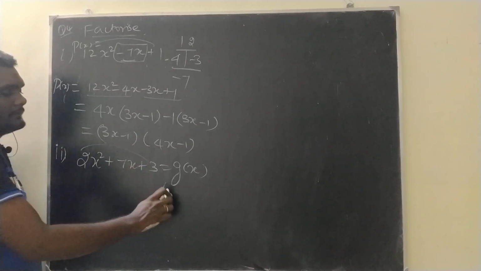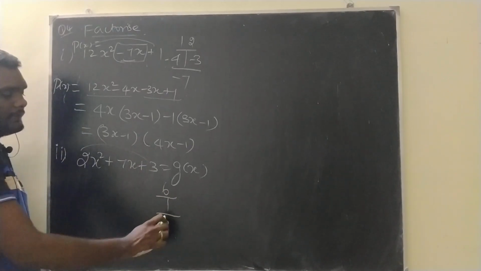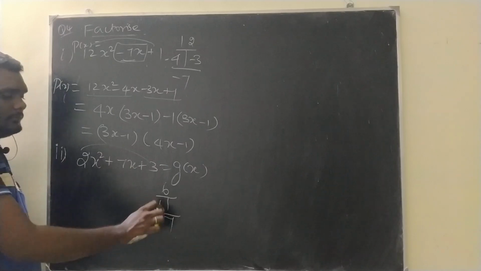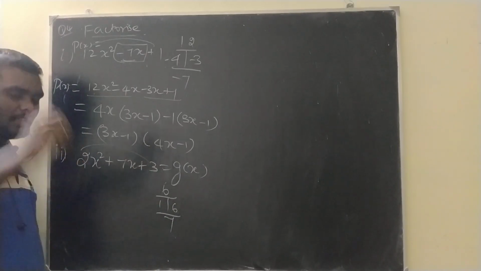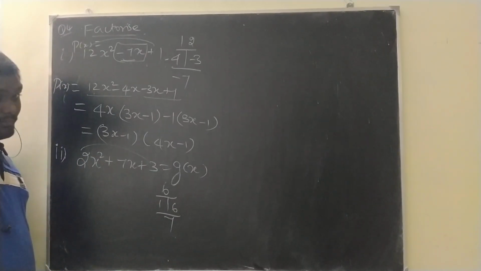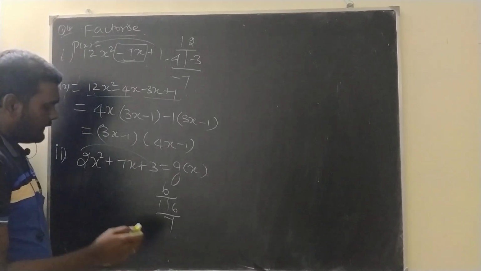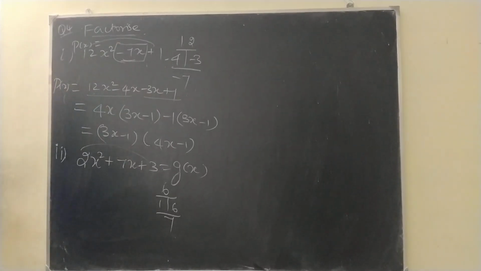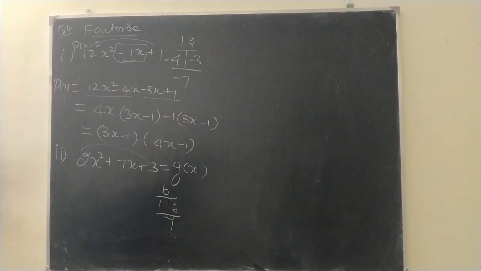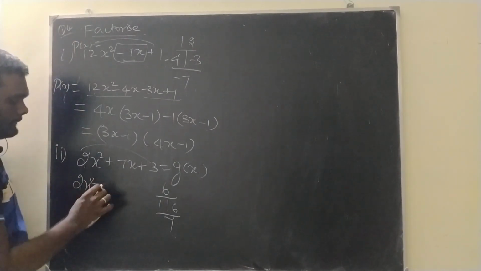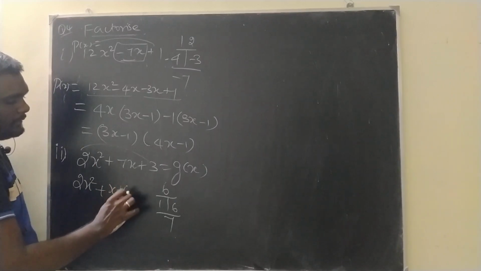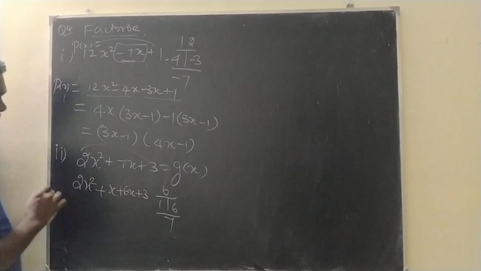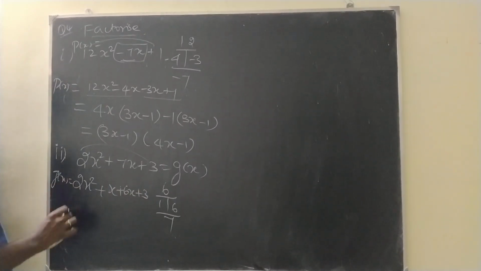So 2 3s are by multiplication 6, addition 7. 1 6s are; or else 2 3s you can write, but 2 plus 3 will not give you 7. So 1 6s are means we have to split the middle term. Like how do we have to split? 2x square plus x plus 6x plus 3. That is equal to g of x.